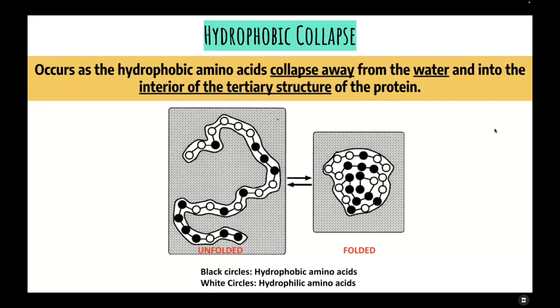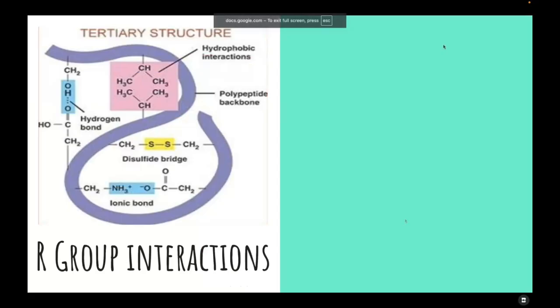Because something that's hydrophobic wants to be away from water and into the interior of the tertiary structure of the protein, you can imagine how this is what drives the folding. So anything black is hydrophobic, and like I said, it wants to be away from that aqueous solution. And the white circles are hydrophilic and they want to be near the aqueous solution. All right, so let's get into the 4 types of interactions that stabilize these tertiary structures.